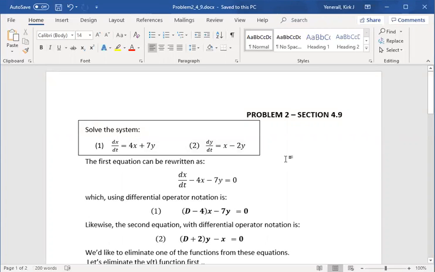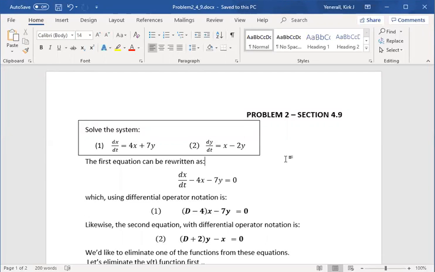So here we have two relationships, two differential equations involving functions x and y that are both functions of the independent variable t. And our goal is to figure out what those functions x and y must be to make both of these first order differential equations true.